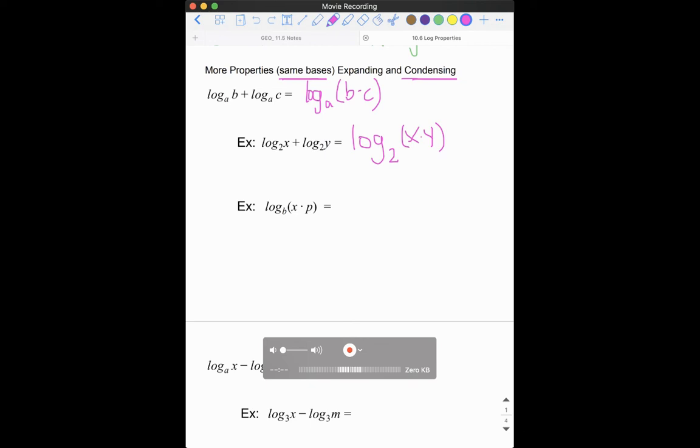Let's talk about expanding. We want to take one log and turn it into two. Notice here we've got multiplication. With multiplication, we're kind of going backwards. Multiplication tells us we have to go to addition. So we have log base b of x plus log base b of p. We took one log that showed us multiplication.